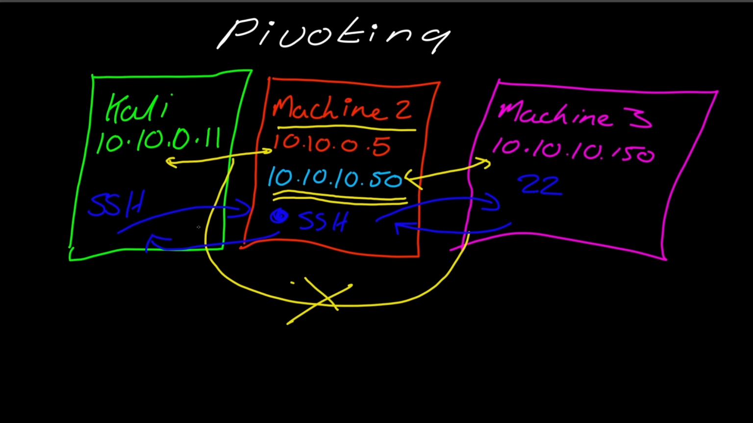So at a high level, that's what pivoting is. We're using this intermediary machine here as a jump box, basically relaying our traffic from this machine over to that machine and vice versa. So that's enough explaining. Let's actually jump into the terminal and have a little look.